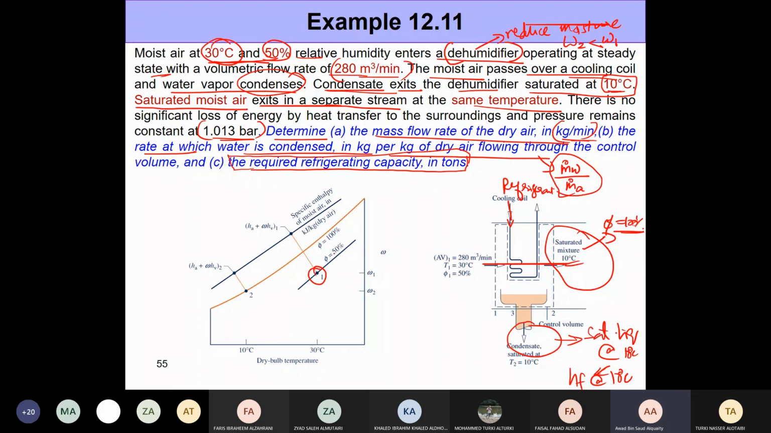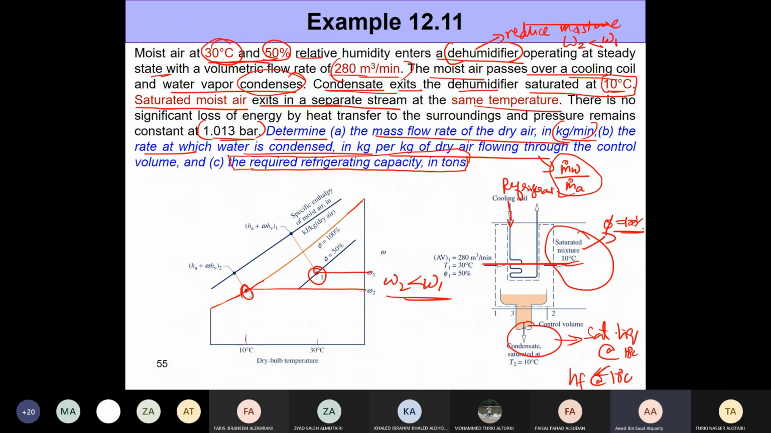You have state 1 right here, 50% relative humidity, 30 degrees Celsius dry bulb temperature. That's our state 1. For state 2, we know that it's saturated, so it must be somewhere on this orange line, and we know the dry bulb temperature is 10 degrees Celsius, so you can locate state 2 directly. One thing we can clearly say is that omega 2 must be smaller than omega 1 because we're doing a dehumidification process. We're reducing the moisture content.